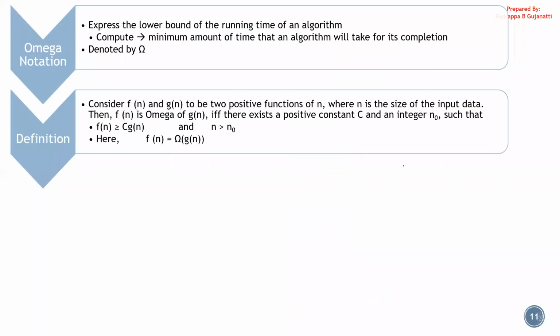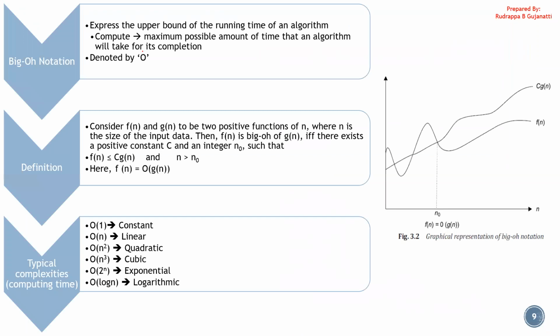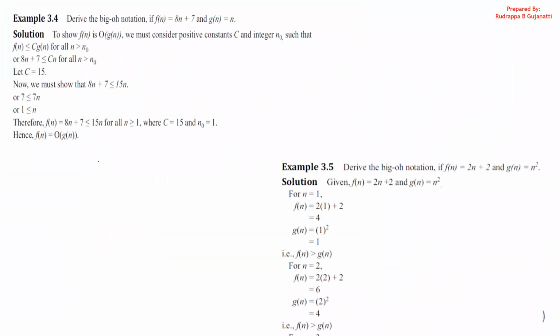So we'll go ahead with the next one, which is the omega notation. In BigOh notation, we checked the condition that f of n is lesser equal to c times g of n. Now in omega notation, it is the other way. There we were checking for the maximum bound, the upper bound and the maximum possible amount of time. In omega notation, this will be reverse. It will be the lower bound we'll be checking, and the minimum possible amount of time. So one condition changes over here: this becomes greater than equal to. Rest all remains same.